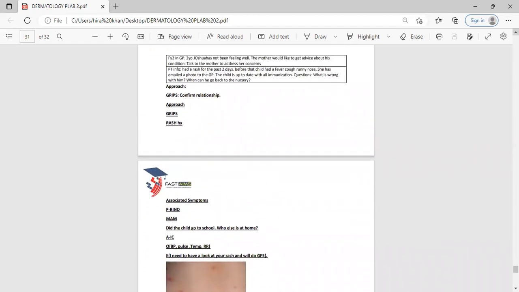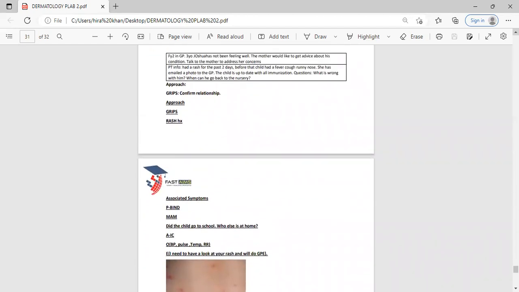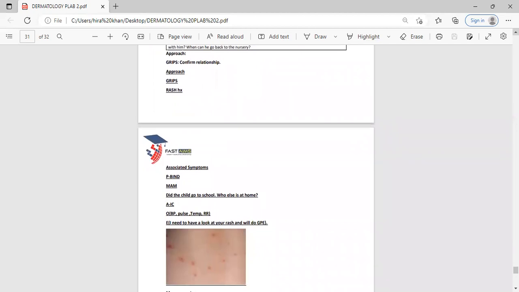Everything is the same. Baby is small. The only difference is the appearance of the rash, and it starts from the face and then comes to the body. So you will cover all the points similarly, same history. You will ask if they have already given the name of the baby. Most of the time, if the baby is the patient, they will mention the name in your stem. So you have to confirm the relationship.